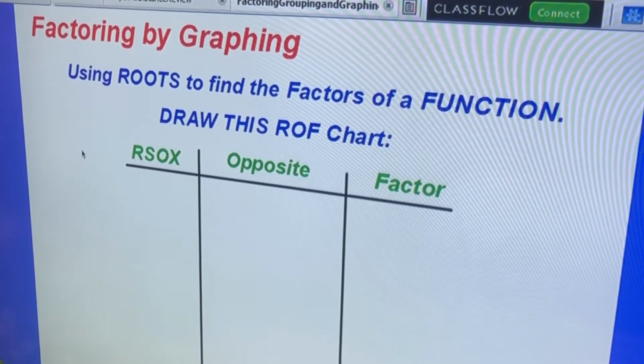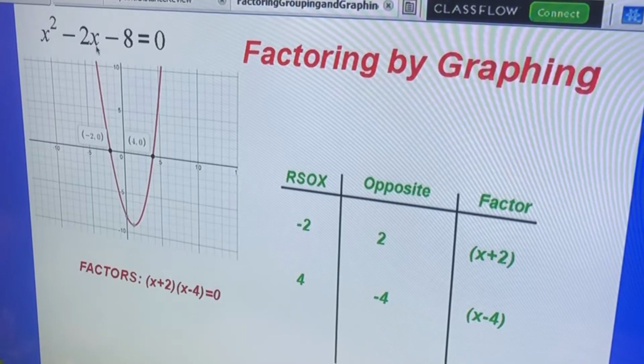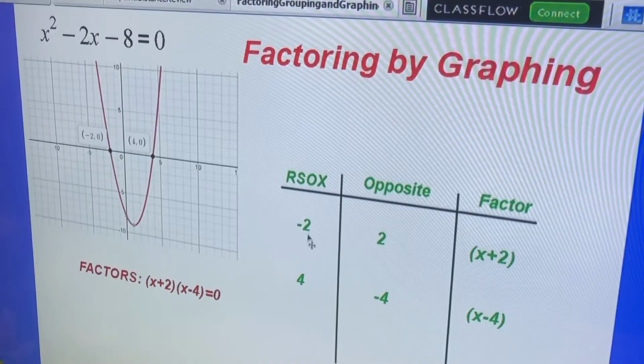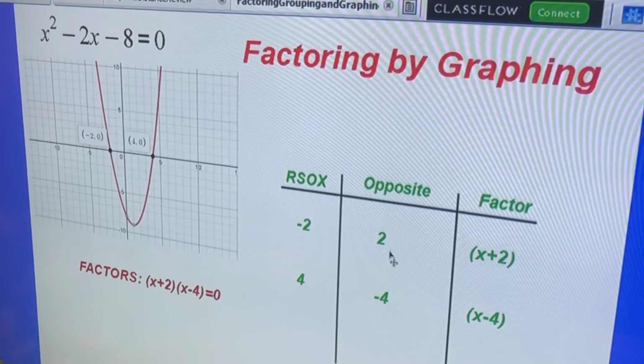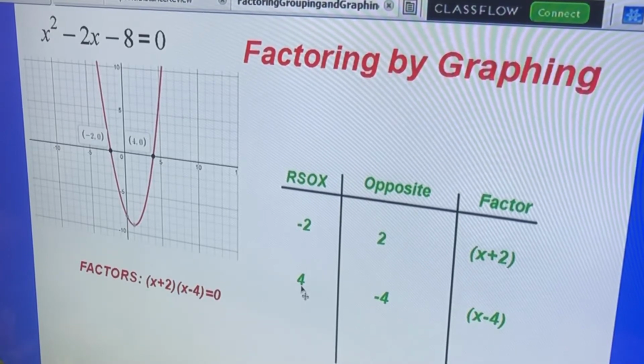In the last video, I showed you factor by grouping, so I'm going to use the same problems to show you that your answers were correct. So when I use Desmos, I put in x squared minus 2x minus 8, and it gave me back this graph of a parabola. It crossed the x-axis twice at -2 and at 4. Those are called your roots. So I write those in the first column, -2, and I write 4. Next, in the second column, I flip the sign of the -2 to make it +2, and I flip the sign of +4 to -4.